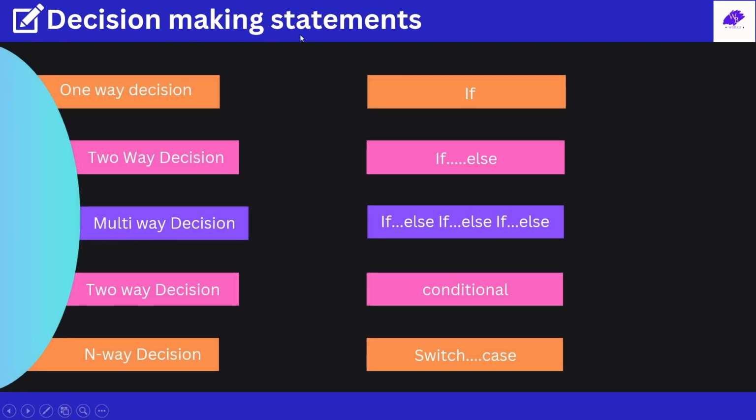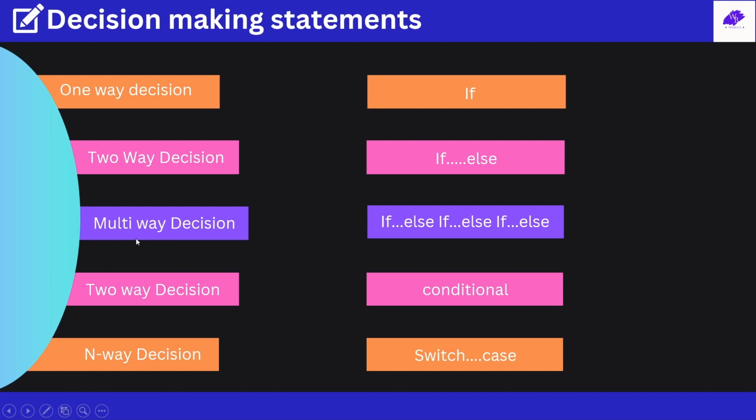The different types of decision making statements are as follows. The if statement is a one-way decision making statement, meaning if the condition is true, then do this, with no other option. In a two-way decision statement, there are two options. If the condition is true, do this, else if the condition is false, then the else part is what you have to execute.